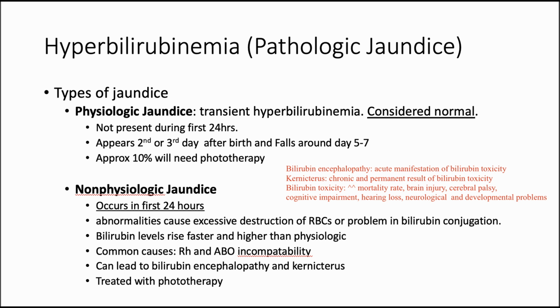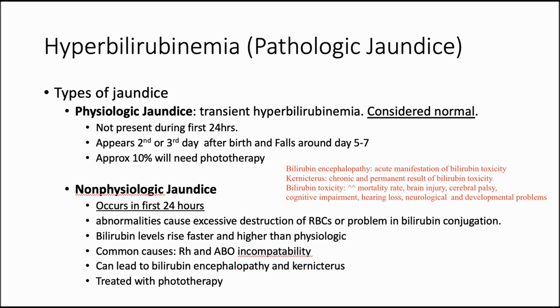Non-physiologic jaundice is not normal. This is the problem. This is going to occur in the first 24 hours, right? So again, know which one is which. It's going to occur in the first 24 hours. It's caused by some kind of abnormality that's going to result in the excessive destruction of red blood cells, right? So whether the baby just has too many red blood cells and now they all kind of break down, it's too much bilirubin. They're going to rise faster and higher than with the physiologic, which is our normal, right?